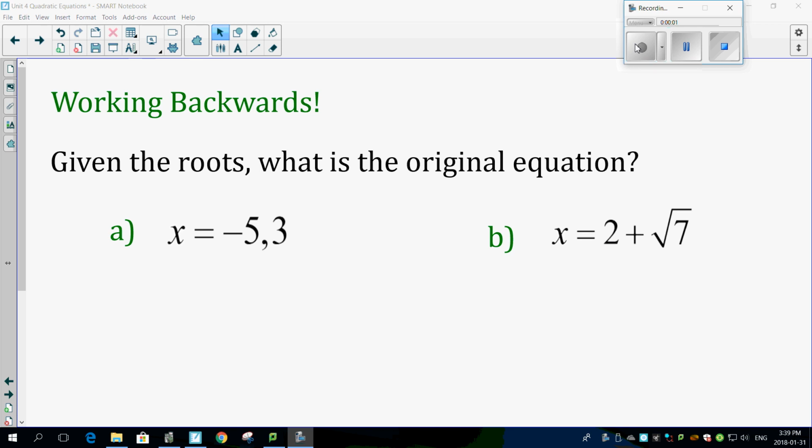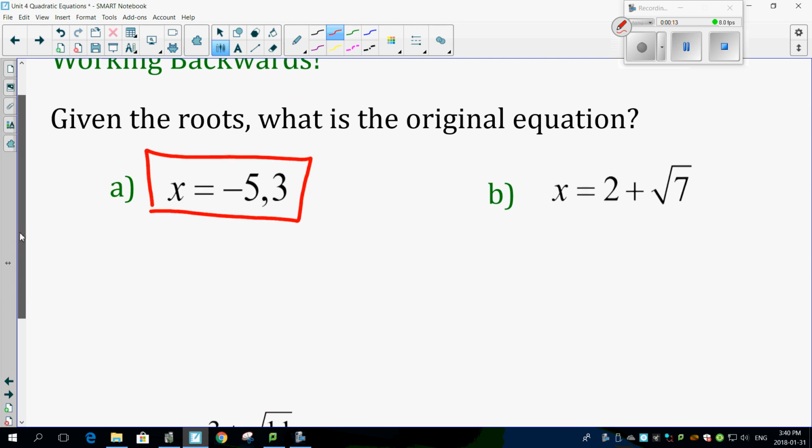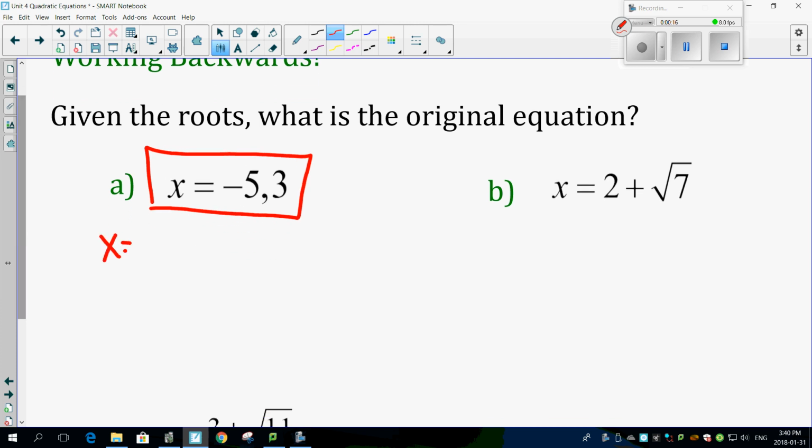So what if I give you the roots and I tell you, what's the original equation? You're probably going, well, it's easy. Watch. You're told the roots could be -5 and +3. Check how easy this is. X equals -5, X equals +3. How did you get there?